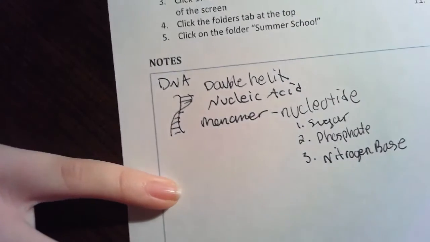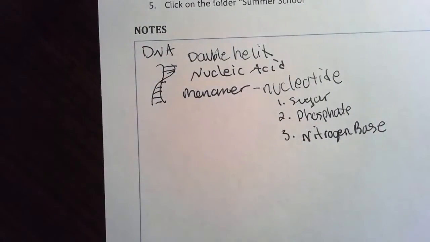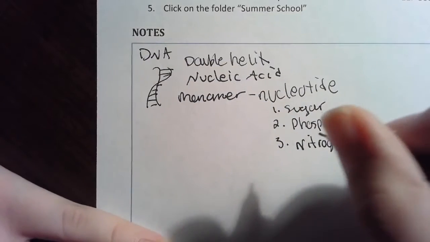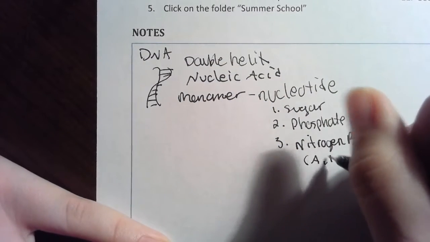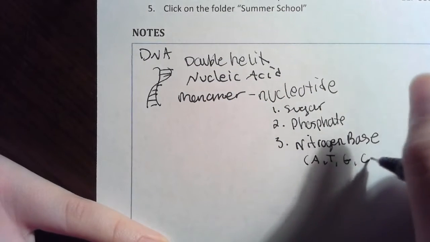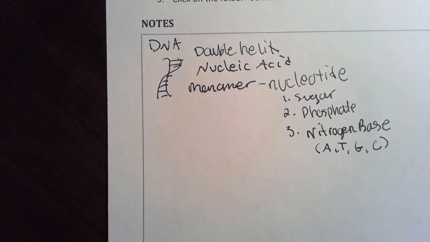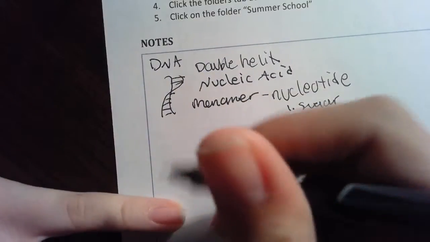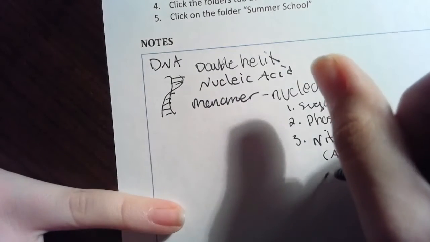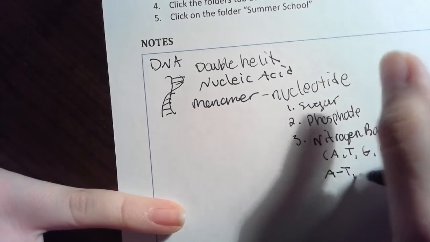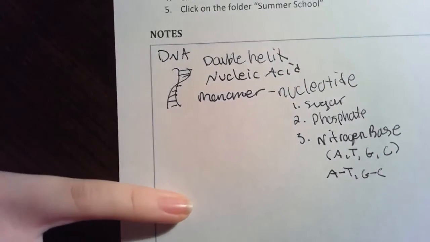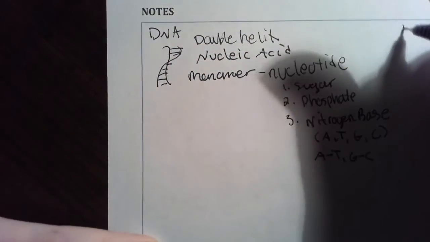Alright, so nitrogen base. This is just one of the parts of a nucleotide. The four nitrogen bases are adenine, thymine, guanine, and cytosine. And the way that I just wrote them is how they pair with each other. So, remember that A always goes with T and G always goes with C. So that's your little review of DNA.